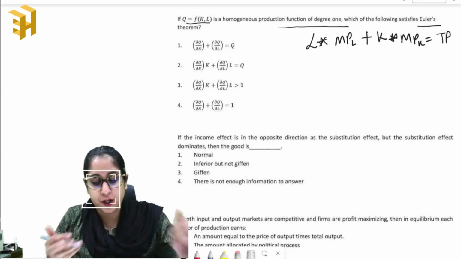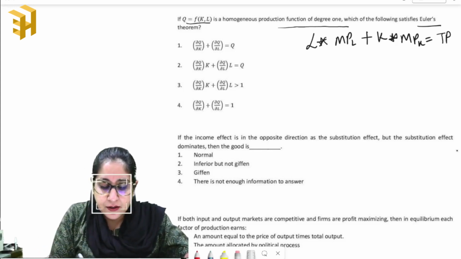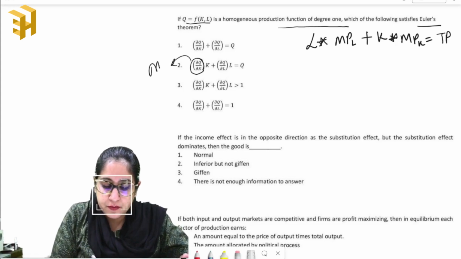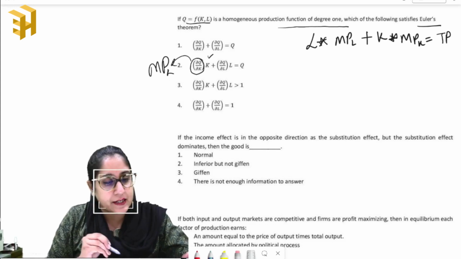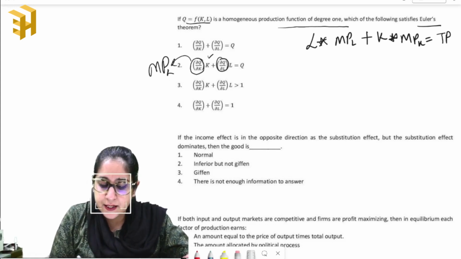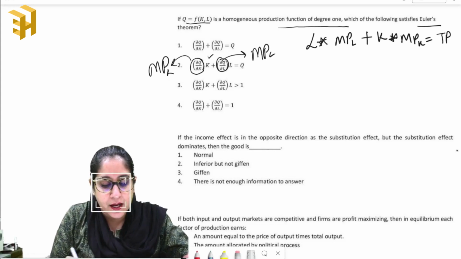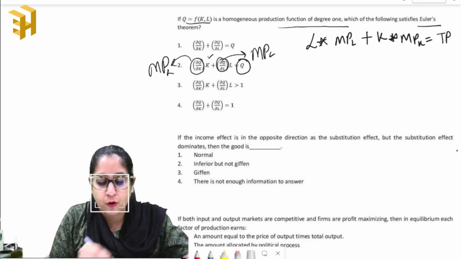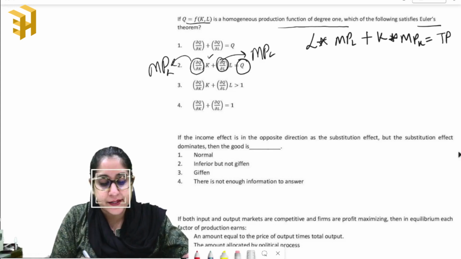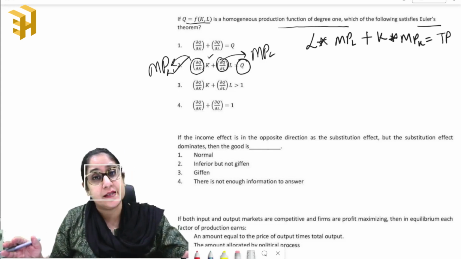Now let's go through the options. So basically dQ by dK shows the marginal product. In this case it is the marginal product of capital into K, and dQ by dL will show us the marginal product of labor into L, which is equal to total output Q. So second is the right answer in this case.